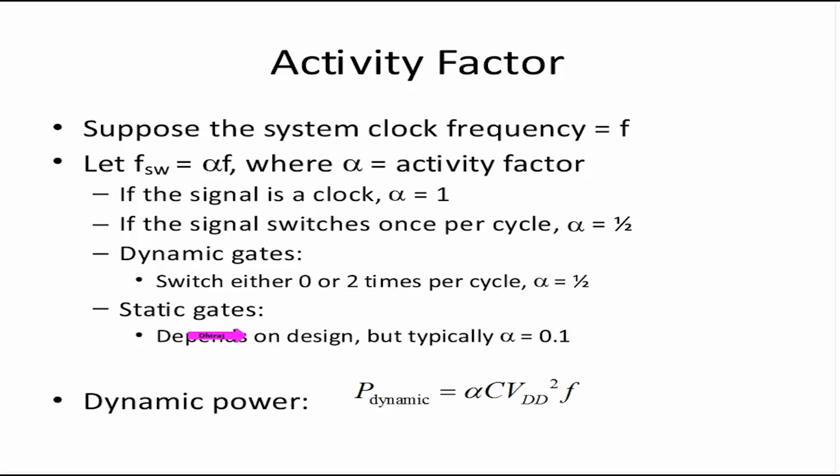Static gates depend on the design, but typically default values have been seen to be alpha equal to 0.1. This is only for data signals, not for clock. For clock, it's a special case, alpha is equal to 1. Data signals typically switch less, so alpha is just a number based on some statistics. So now the dynamic power equation becomes alpha C VDD squared f. We replace Fsw by alpha f, where f is the clock frequency now.